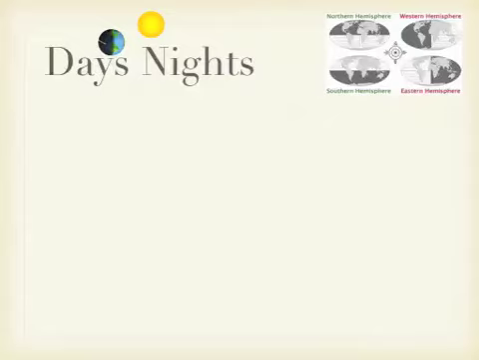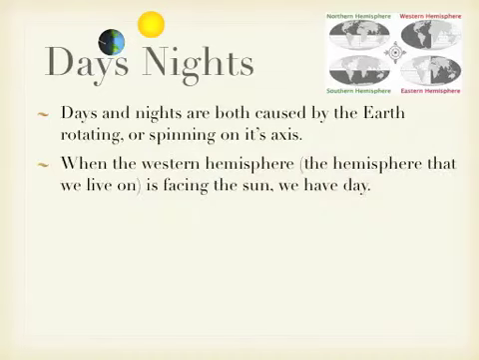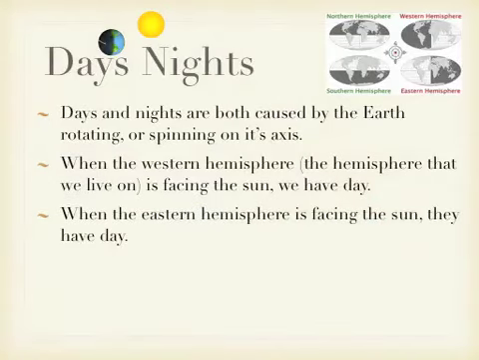Let's talk a little bit about what causes days and nights. So days and nights are both caused by the Earth rotating or spinning on its axis. When the Western Hemisphere, which is the hemisphere that we live on, is facing the Sun, then we have day. So the sunlight and where we are in our rotation is what causes day. When the eastern hemisphere is facing the sun, so this is the hemisphere that's opposite ours, this is the hemisphere that most of Europe is on, then they're having day.